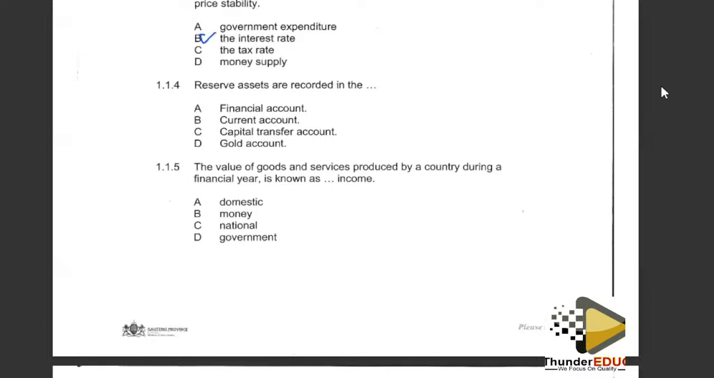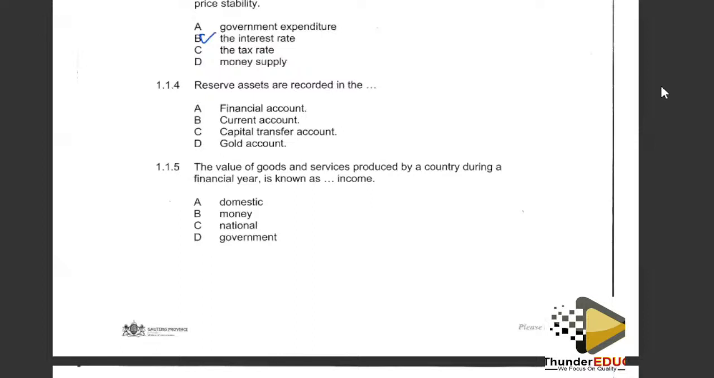Okay, right, grade 12. So now, let's move on to the next question. The next question, we have 1.1.4. 1.1.4 reads as follows. Reserve assets are recorded in the dash. So now let's talk of the word asset and let's talk of the word reserve. Reserve means that you put aside, you don't actually use that asset at the moment. So now what do we mean by assets?